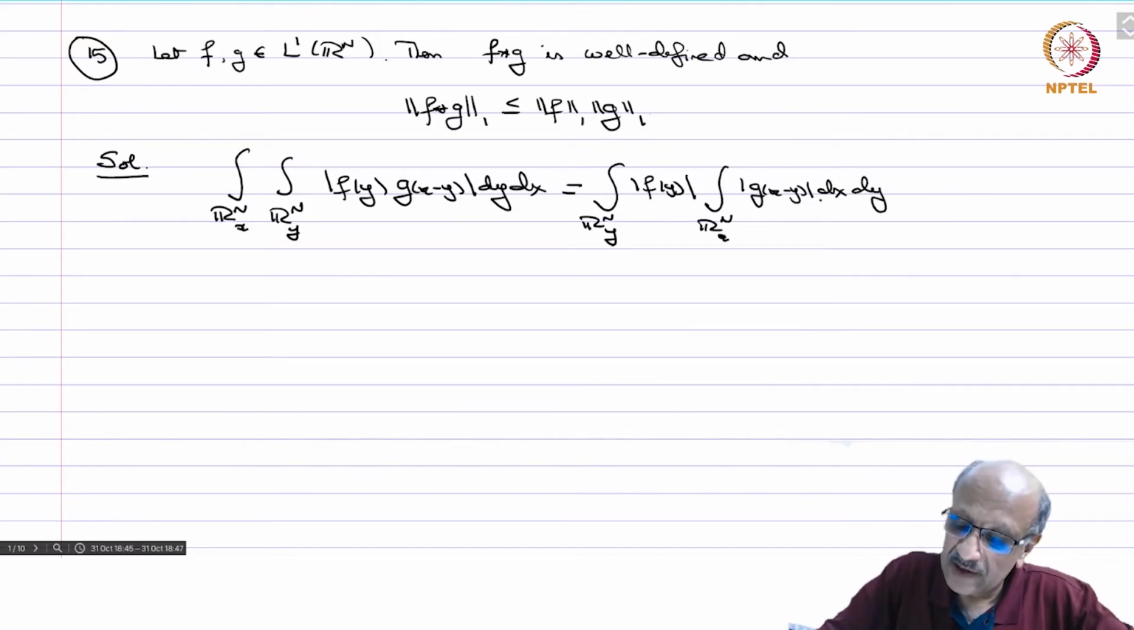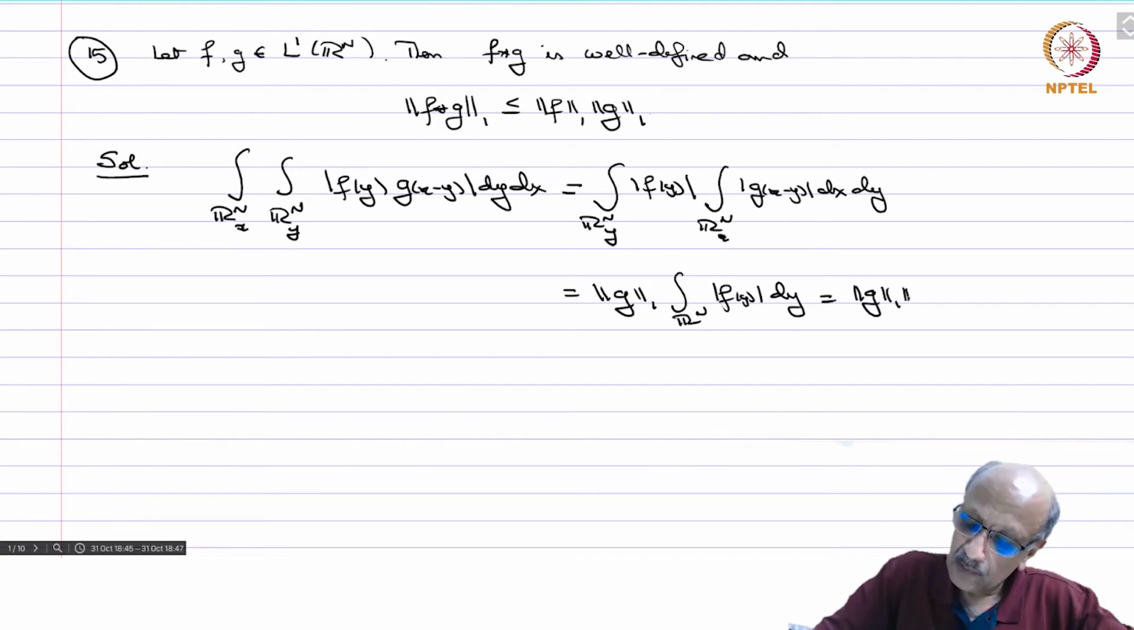Okay, so y is a constant as far as the inner integral is concerned, and g(x minus y) is just a translate of g, and therefore by the translation invariance of Lebesgue measure, this is in fact equal to norm g1. It's a constant, it will come out: integral over R^n of mod f(y) dy, and therefore that's equal to norm g1 norm f1, and that is given to be finite. So with the absolute value, this is integrable.